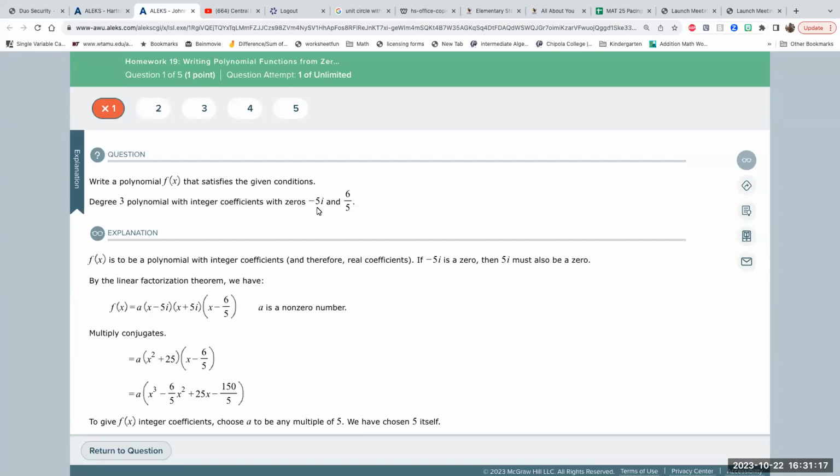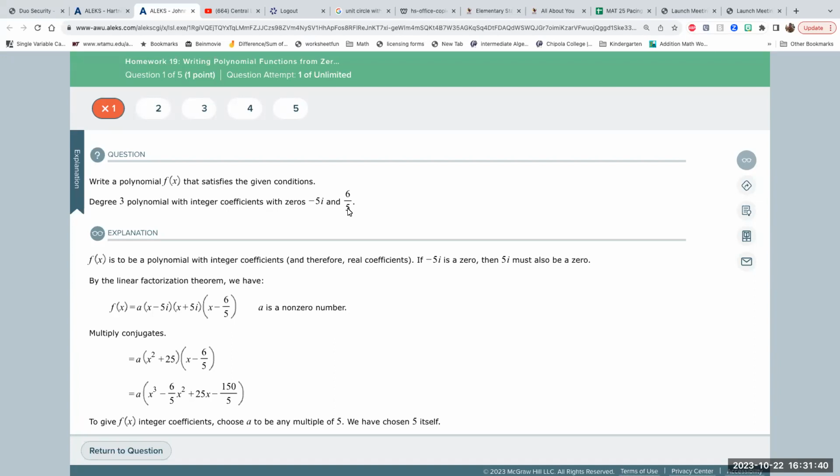So what we're going to do is start. Notice they give us 3 zeros. So 1, 2, and then this one right here also gives us the conjugate as a zero. So all you do when you have an i is change it to negative 5i. So negative 5i is also a zero. So again, you have 5i, you have negative 5i, and you have 6/5 as your zeros.